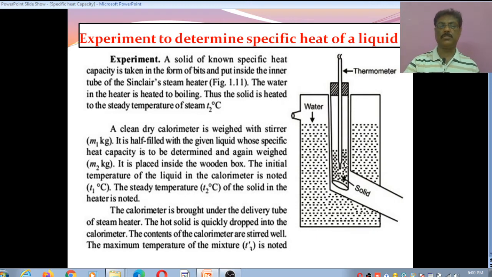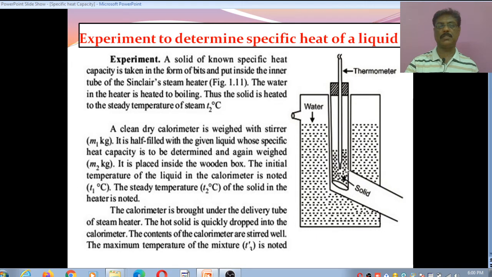So into the inner tube. The lower end of the inner tube is tapped, and there is a small opening. Look at the bottom, there is an opening. In the tube, we take solids of known specific heat capacity in the form of bits, meaning small pieces. Small pieces of solid are taken inside the tube of the single steam heater.